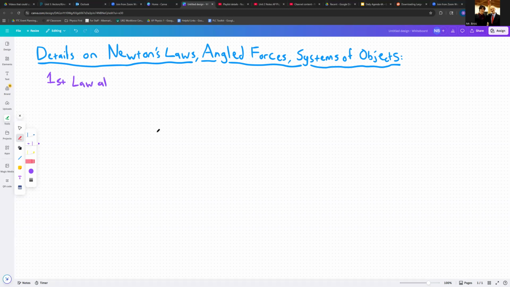It's also called the law of inertia. So we're going to talk about inertia, what that means, why do we call this the law of inertia? Because the first law is really based on this concept of objects tending to maintain their state of motion.